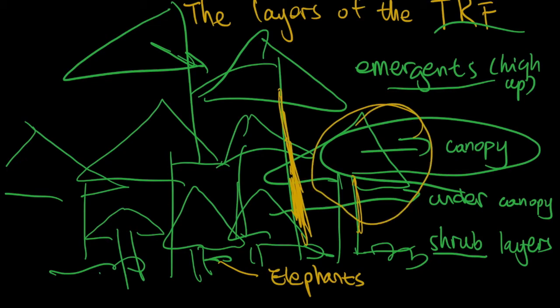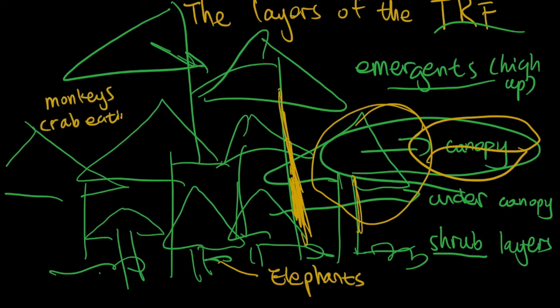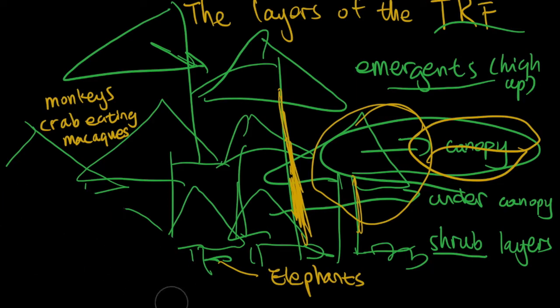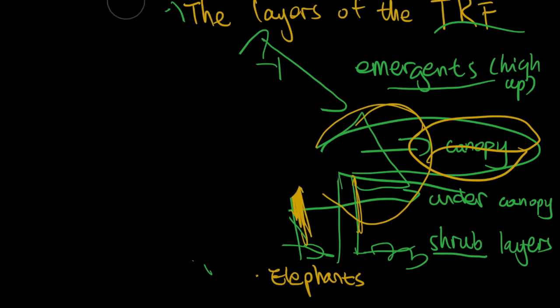And these canopies are also full of monkeys, crab-eating macaques. They climb up there, but not the emergent layer. Emergents are usually where birds stay, which is okay. Hopefully you like my drawing. Okay, a bit abstract.